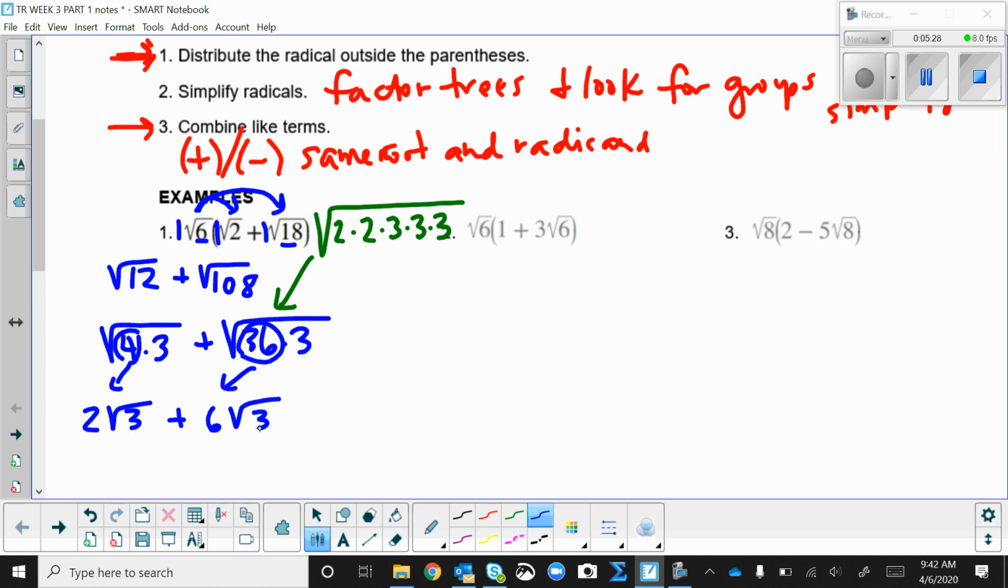The last step says to combine like terms. So here's where you have to check if the radicands are the same. That's the stuff inside. Are they the same? Yes, that means we can combine. So I have 2 roots of 3 plus 6 roots of 3. I have 8 root 3's altogether. Okay, I want you to pause the video and try number 2 on your own.